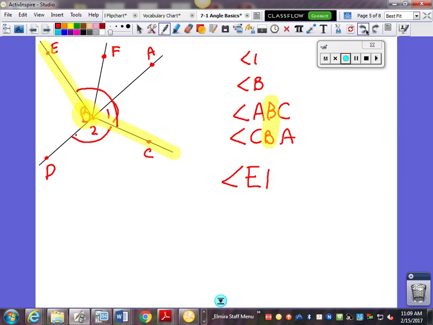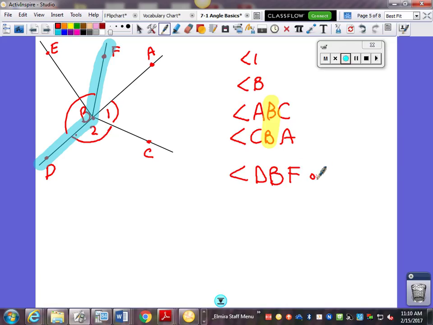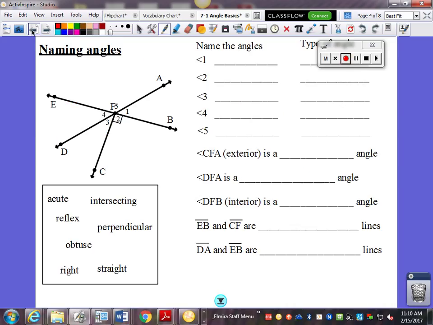Or if I was talking about this angle from here to here, I'd have to say DBF, or I could say angle FBD. Either one of those is fine. The starting letter and the ending letter, the F and the D, don't matter. It's the middle letter that has to be the B. So, naming our angles.